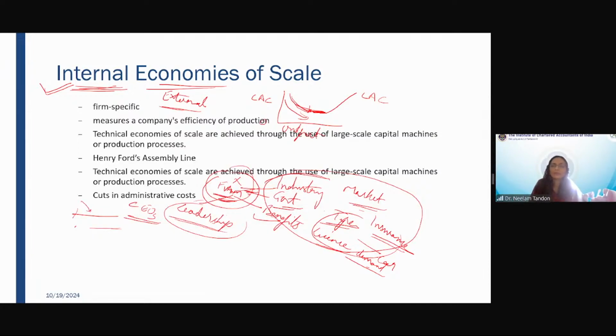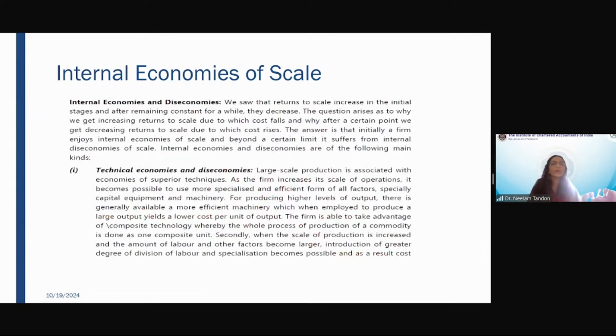Everything you have to plan for that. Do we need to work on our employees? How do we work on our employees? Do we need to be digitally savvy with that or not? To what extent? Whatever internal factors help the firm reduce its average cost, you will be categorizing as internal economies of scale. Okay, so internal economies of scale.